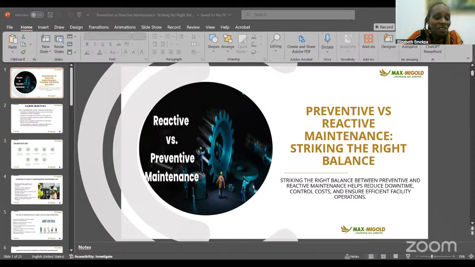In a layman's words, we're going to be talking about how to prevent our assets in our homes, in our facilities, in our place of work, okay? How to ensure that these things last longer than they should, okay?